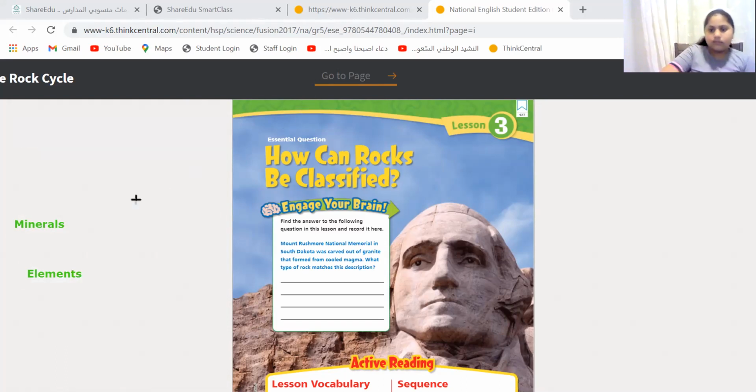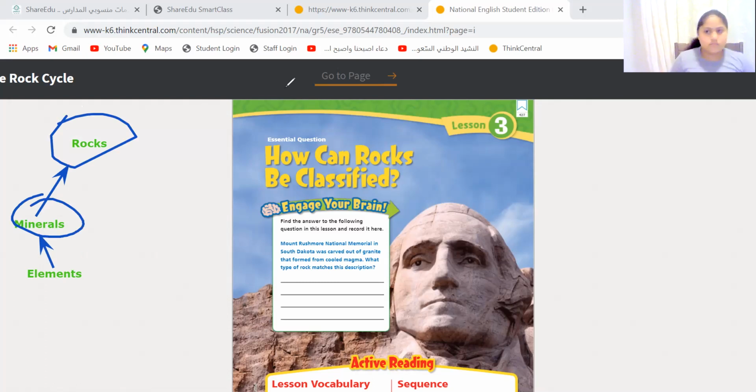What about if minerals join together? What do they make? They make, excellent, rocks. They make rocks. Very good. So rocks are the boss over here. They are in the biggest group. After that come the small minerals, and after that, elements. And we said that they need high pressure and high temperature to form. Is that right?